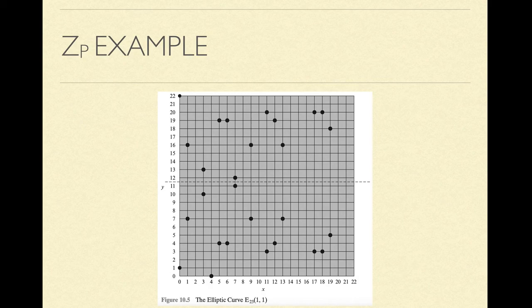You can see that it's still symmetrical about a certain y value, in this case y equals 11.5. And we're going to see that the addition actually follows the same geometric idea of drawing the line and finding the additive inverse of the intersection.